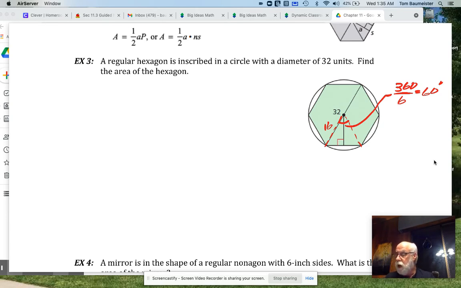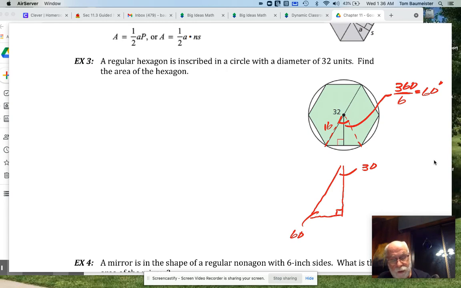So if we look at that, then we know that half of it, so I'm going to just take this part right here, and I'll draw it a little bigger here. So we know that half of that is going to be 30 degrees, right? So this here is going to be 60 degrees. So now we have one of our special right triangles. Remember the 30, 60, 90?